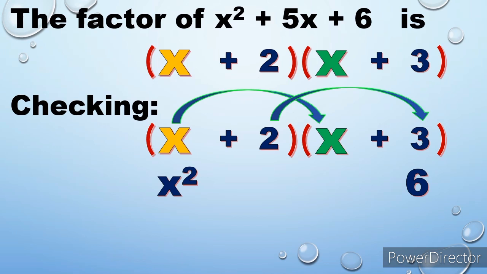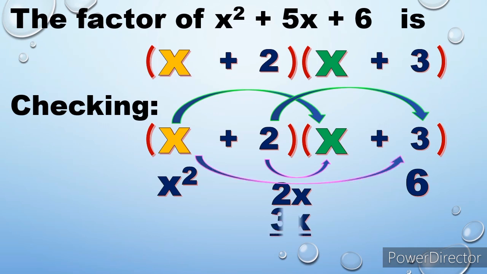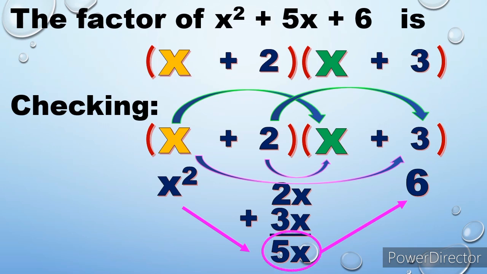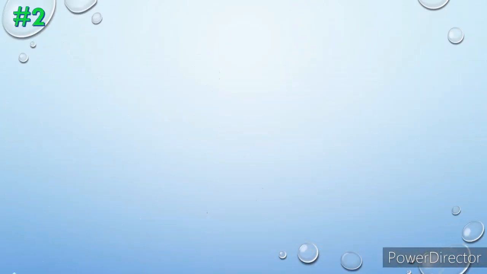How about the middle term? Check natin ang middle term. 2 times x equals 2x. X times 3 equals 3x. And then, i-add natin. 2x plus 3x equals 5x. So, x squared plus 5x plus 6. Check yung middle term natin, which is ang nakuha natin sa checking is 5x, which is pareho doon sa given trinomial natin na 5x sa middle term.